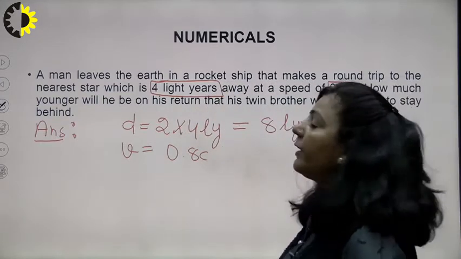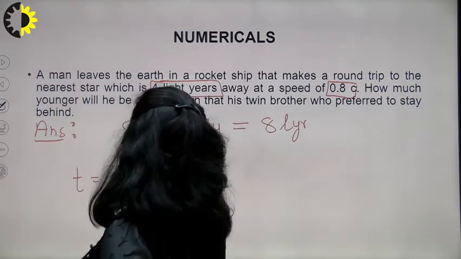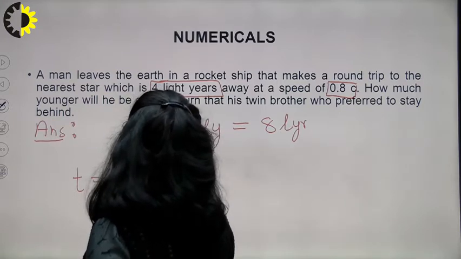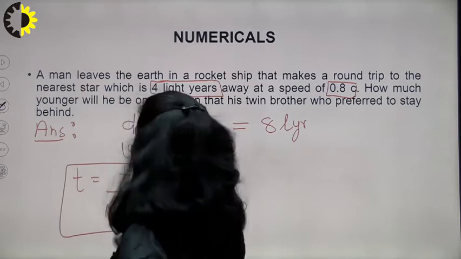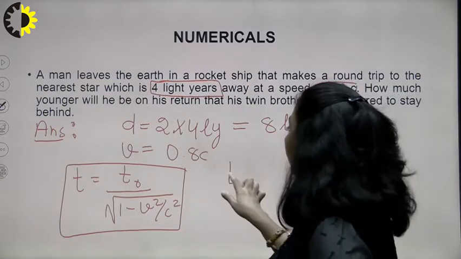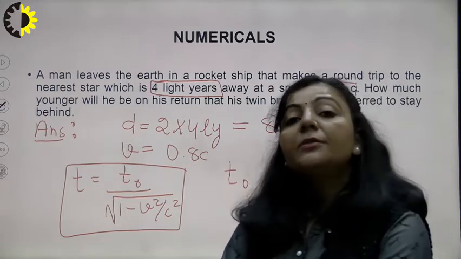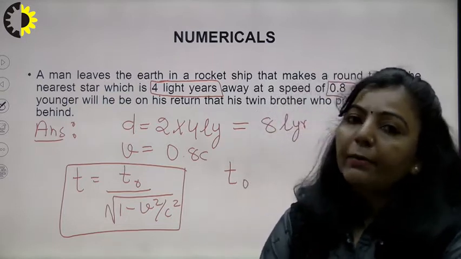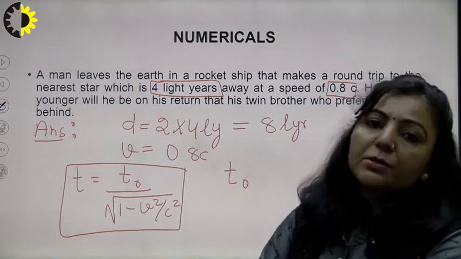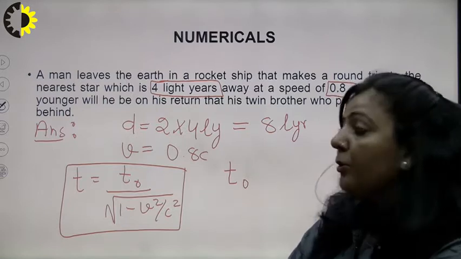This is the information we have, and according to the concept of time dilation, you know T is equal to T naught upon under root 1 minus V square upon C square. This is the concept of time dilation. Now in this question, T naught is the time measured in the frame where the event is actually occurring. Since for that round trip 8 light years is the distance traveled with the speed of 0.8 c.